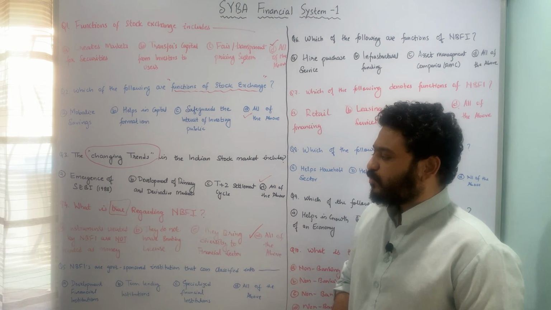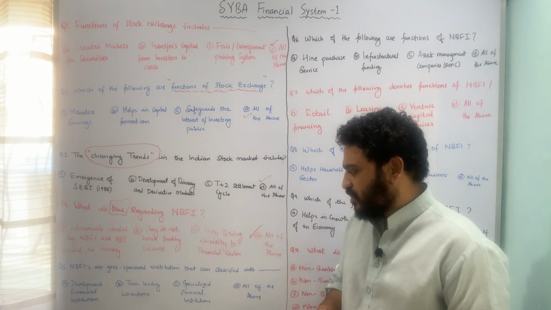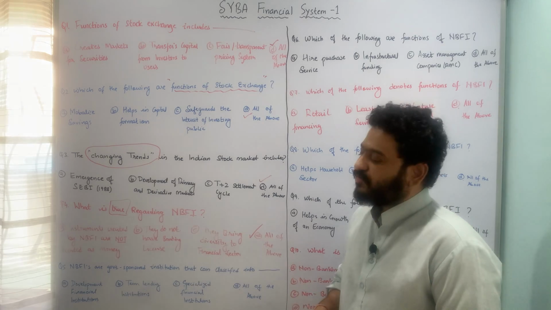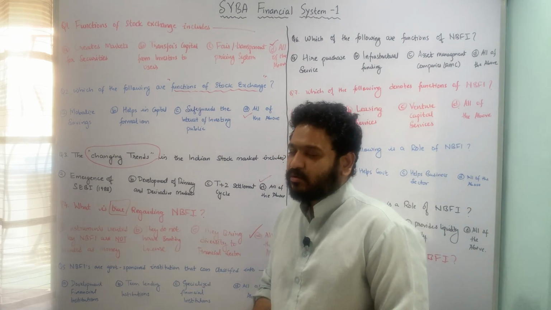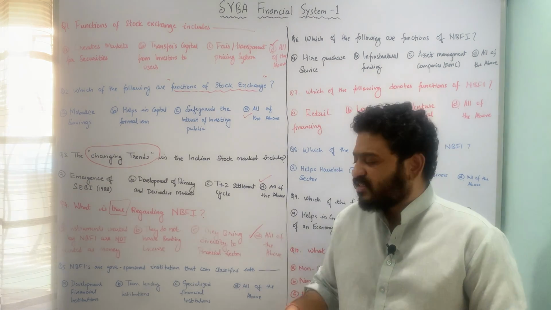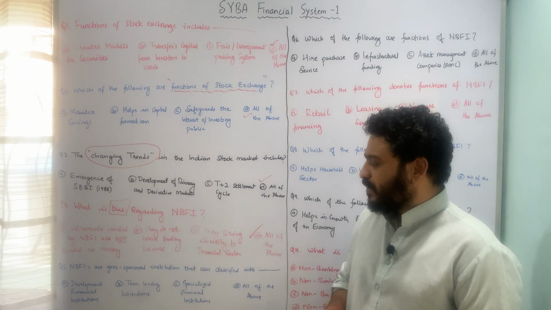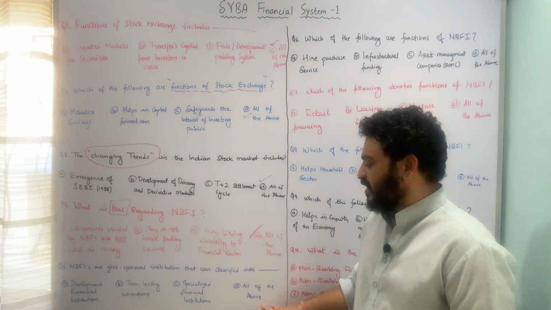Let us now move to the fifth question, which is again related to NBFIs. NBFIs are government sponsored institutions that can be classified into dash. What can be the possible classification of NBFIs? As we know they are government sponsored institutions, let us see how they can be classified. The options are A, development finance institutions, B, term lending institutions, C, specialized financial institutions, and D, all of the above.